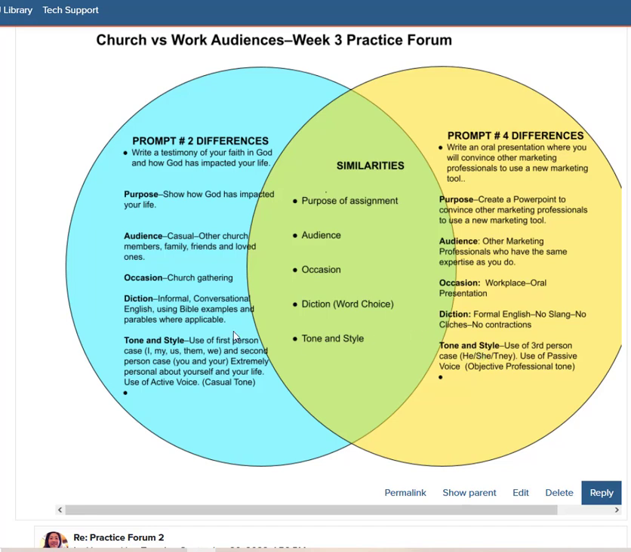So here you have two different cases, two different places, the church versus the office. So in the office, we use a more formal English, while at church and with our friends, we use a more casual English. So this week, we want to compare when we use casual English, first and second person case, and when we use more formal English, third person case.